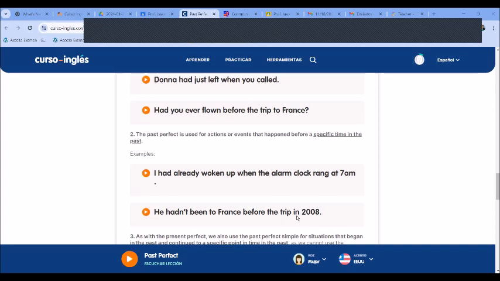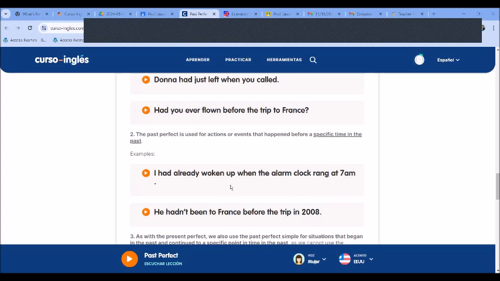All right, I'll share the dates with you guys again as well. All right, 2008. Good. All right. So we know that there's going to be a simple past action.